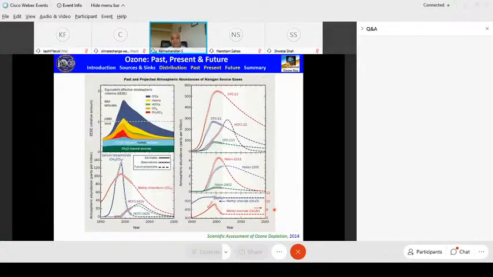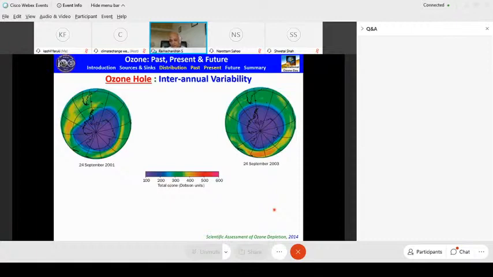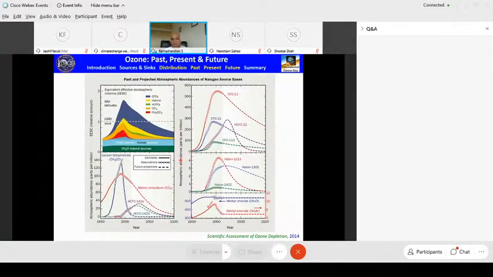So the immediate question is, with all these reductions, when will we get to a future that is the same as the past, as in the last 40 years or so? When will ozone concentrations come back up? So these are some of the estimates, observations, and projections of the gases that depleted ozone.